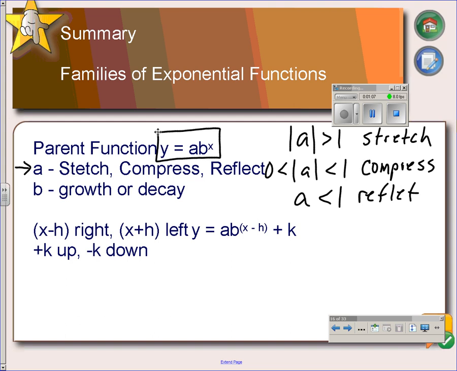We already know from the last lesson, 7.1, that the b value tells us if it's a growth or decay. So it's a growth if b is greater than 1. It's a decay if b is less than 1. And b cannot be equal to 1. So then we also have translations that go left, right, up, and down. We'll get to those in a minute.